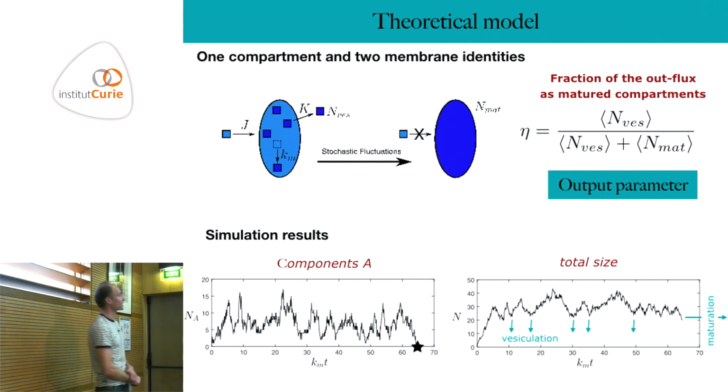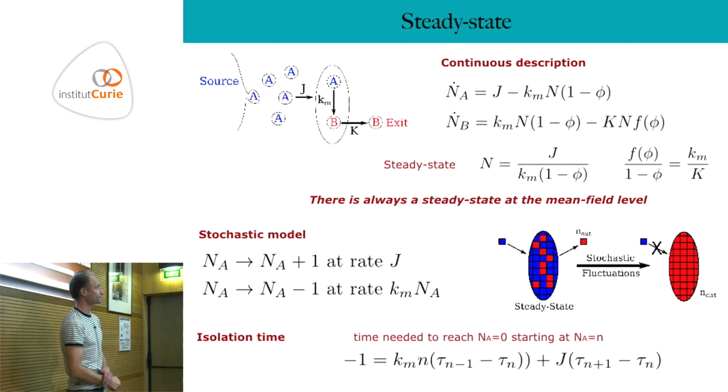And so one question you can ask if you want to know what is the dominant mechanism, is it vesicular export or full compartment maturation, you can basically count the total amount of material that came out of this system as vesicles and the total amount of material that came out as compartments, and you make the ratio of the two, and this gives you some sort of output parameter. If the output parameter is 1, it means that the vesicle dominates everything. If it's small, if it's close to 0, it means that the compartments dominate everything.